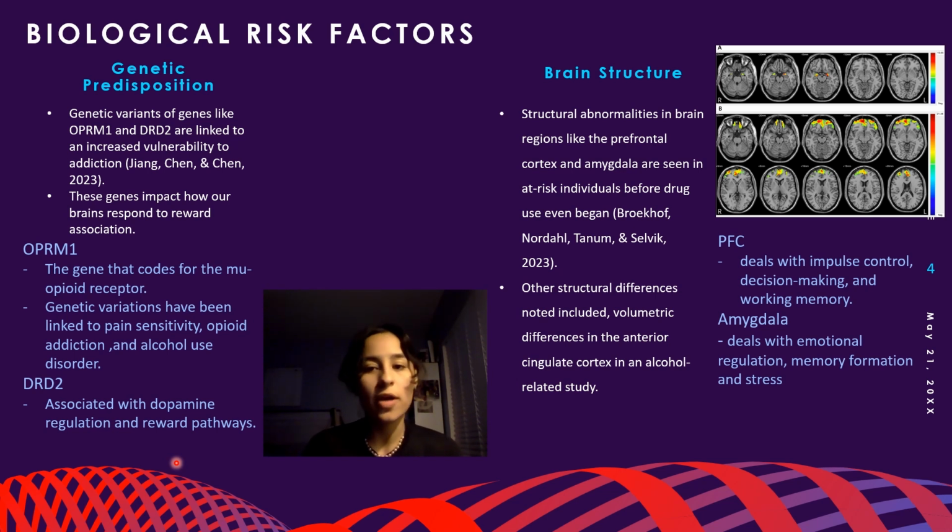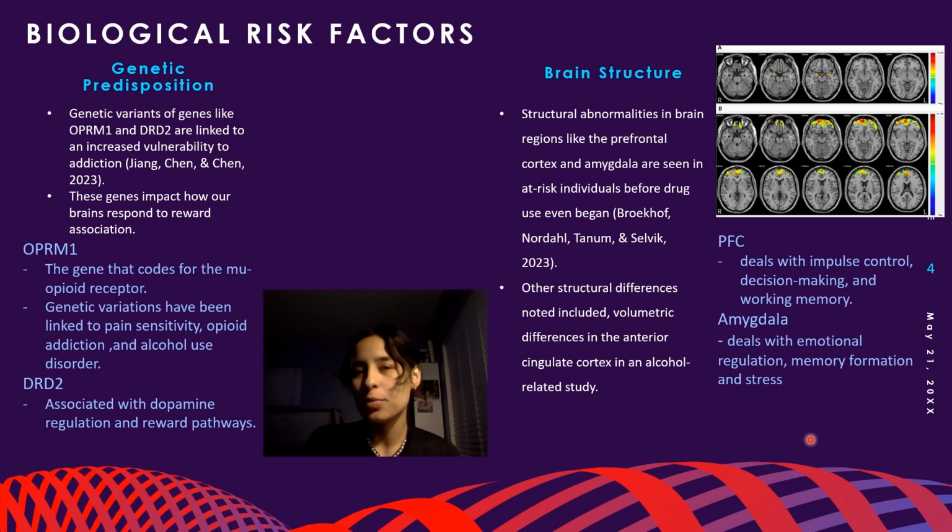What the studies also found was that there was a risk factor in brain structure. Structural abnormalities in the brain regions like the prefrontal cortex and the amygdala were seen in at-risk individuals before drug use even began. And in the next slide, we're going to go over what the research did to come to that conclusion.